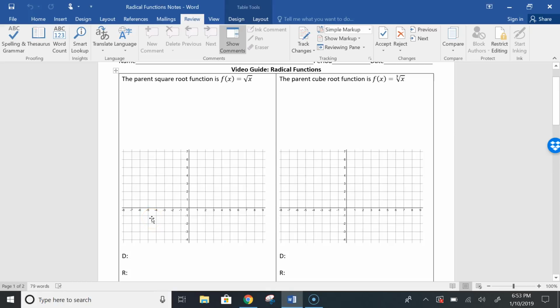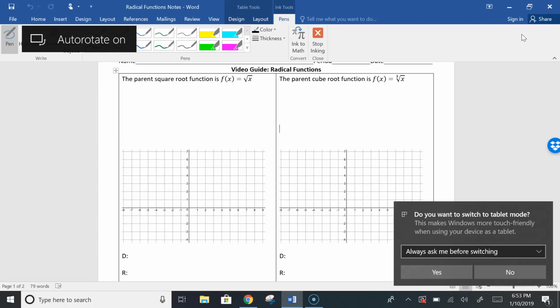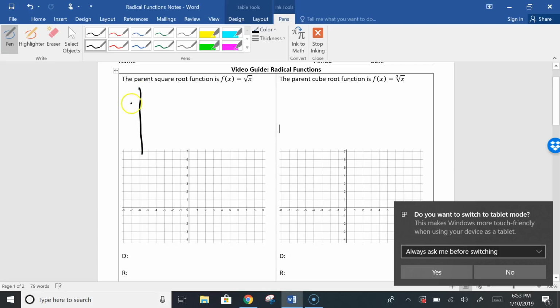Okay, so we're going to talk about radical functions in this unit. So, the parent square root function is f of x equals square root of x. And this function we could graph if we made a table. So, x and f of x, which is the same as y.